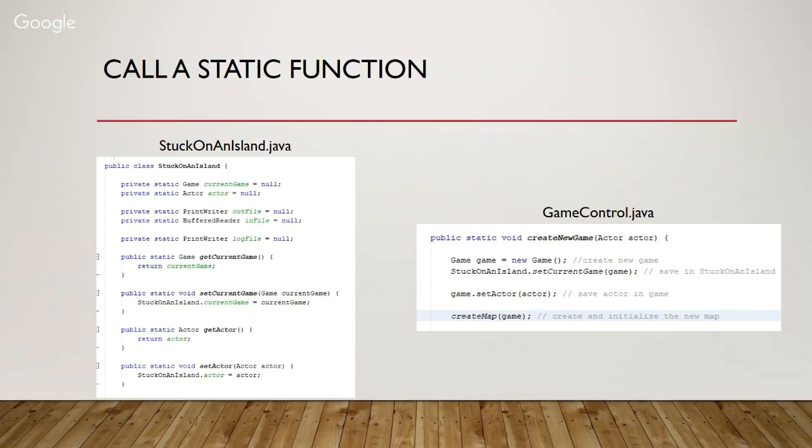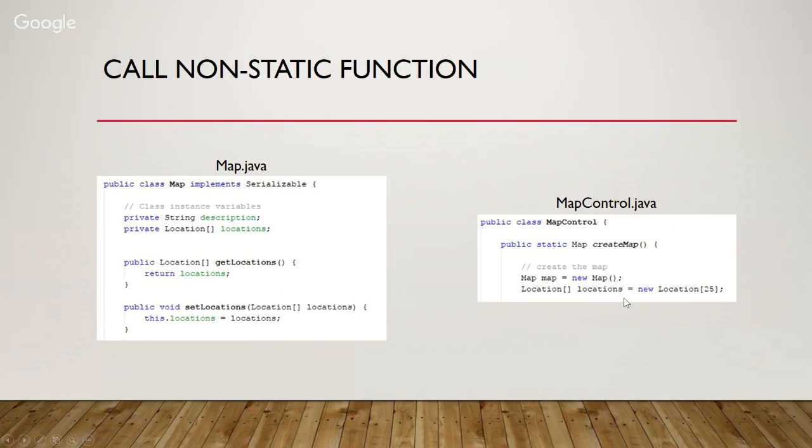So in our GameControl.java, we have our public static void createNewGame. We're passing our actor here. And we can see on this second line that we are calling the class StuckOnAnIsland and then calling the function setCurrentGame, passing in game. Because this is a static function, we can just reference the class. We don't have to create a new object of it. And we'll talk a little bit more about how we call non-static functions here.